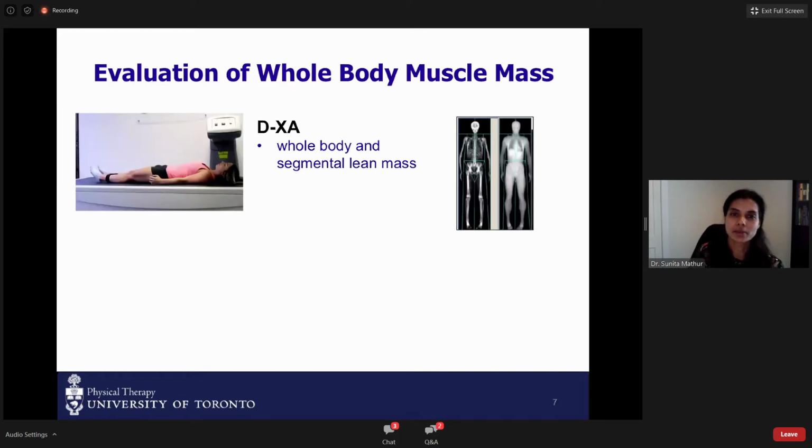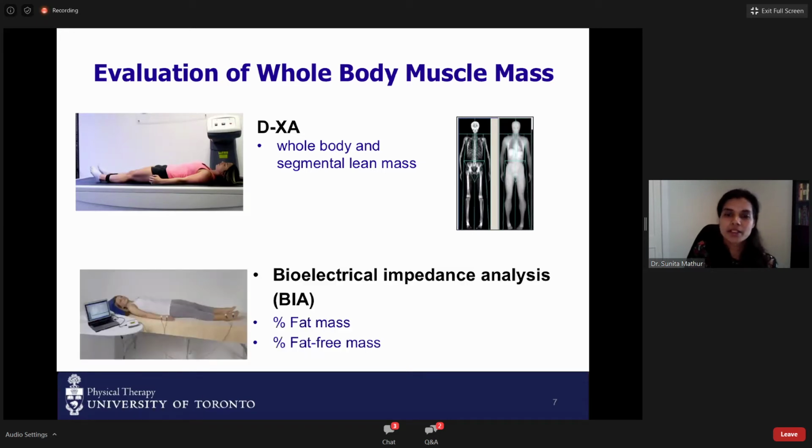So how do we evaluate sarcopenia? As I mentioned previously, the focus had always been on muscle mass, and it's still a very key aspect of the sarcopenia definition. So much of what we do when we study sarcopenia is try to evaluate whole body muscle mass. One of the key measures for that is DEXA, where we can look at whole body and segmental, so arm, leg, or trunk, muscle mass. The other one that's used quite commonly is bioelectrical impedance analysis, which is much simpler to perform than DEXA because it's a much smaller device. It just takes a few minutes, and from that, we can derive percent of fat mass and percent of fat-free mass.